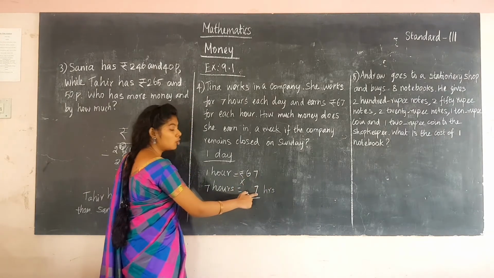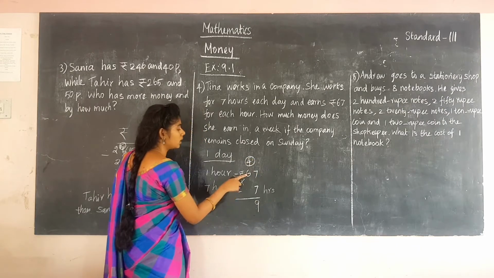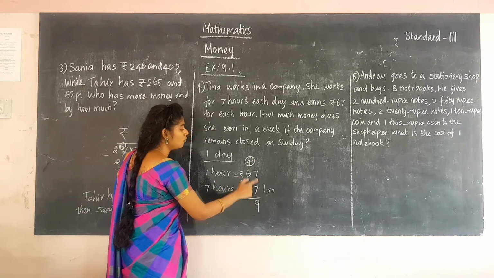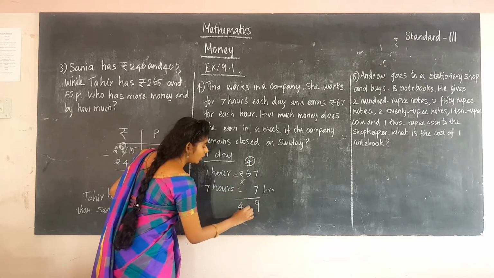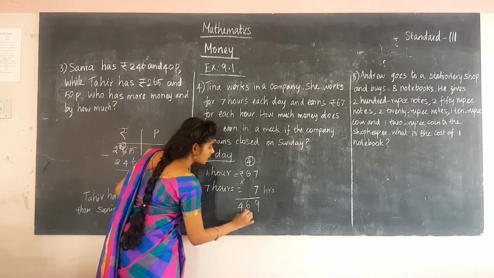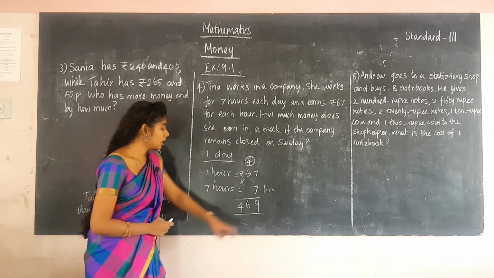7 sevens are 49. So 9 here, 4 is remaining. 7 sixes are 42. 42 plus 4 is 46. So the amount is 469 rupees.